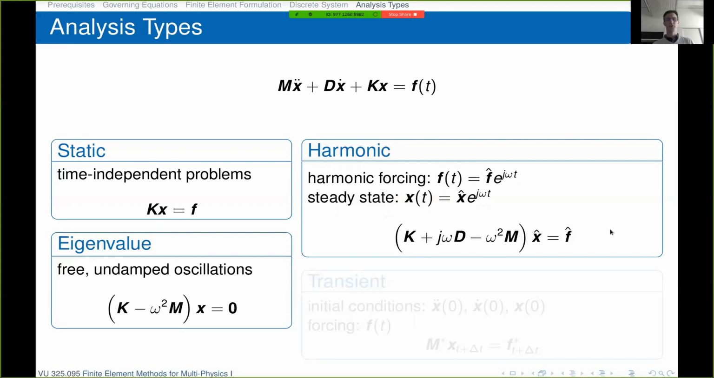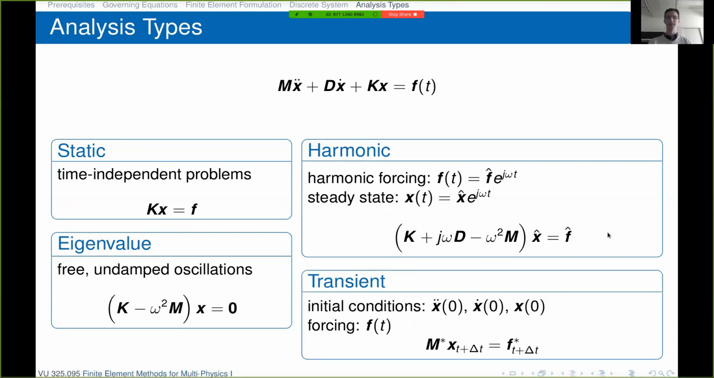And the most general case is the transient analysis, where we have given initial conditions and known forcing vector, and we simply integrate forward in time, typically by solving one linear system per time step.